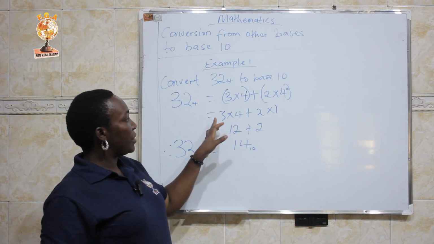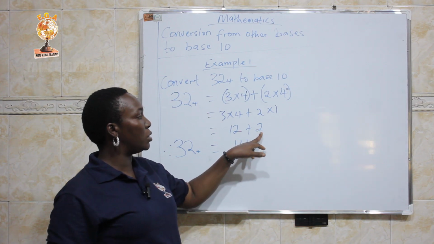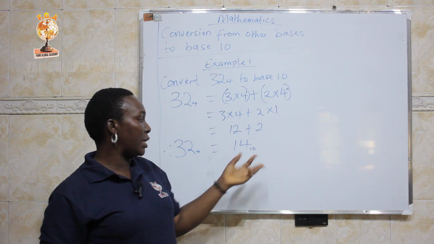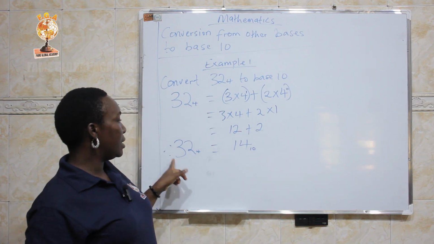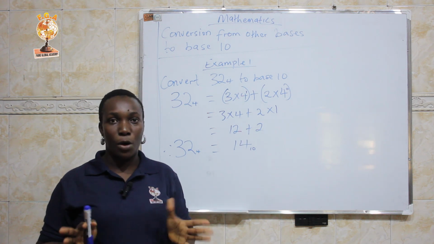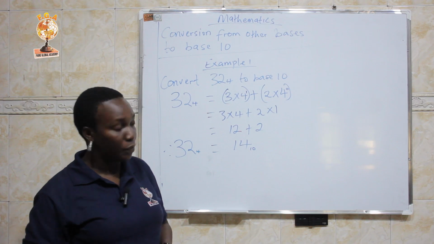Okay, so 3 times 4 will give us 12. 2 times 1 will give us what? 2. So 12 plus 2, that will give us 14 base 10. So the summary is 32 base 4 is equal to 14 base 10. I hope that is understood. Okay, so let's go to example 2.